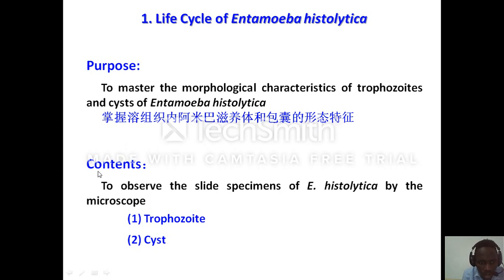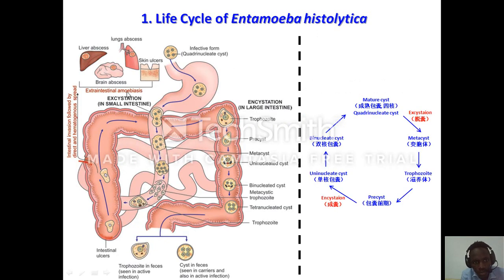Now, the contents of the slide in the experiment that we made was to observe the slide specimens of Entamoeba histolytica by the microscope. So we are supposed to see the trophozoites and differentiate it from the cyst. Now, for the sake of remembrance, I'm going to give you some of the features that you're going to use to differentiate the trophozoites from the cyst. So let's move on. Entamoeba histolytica.